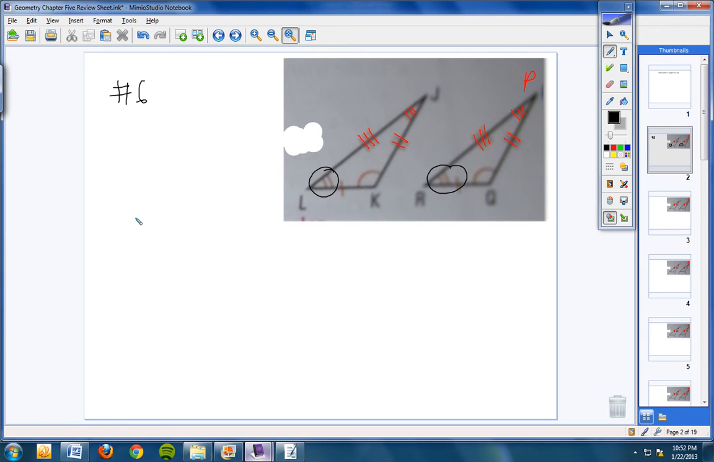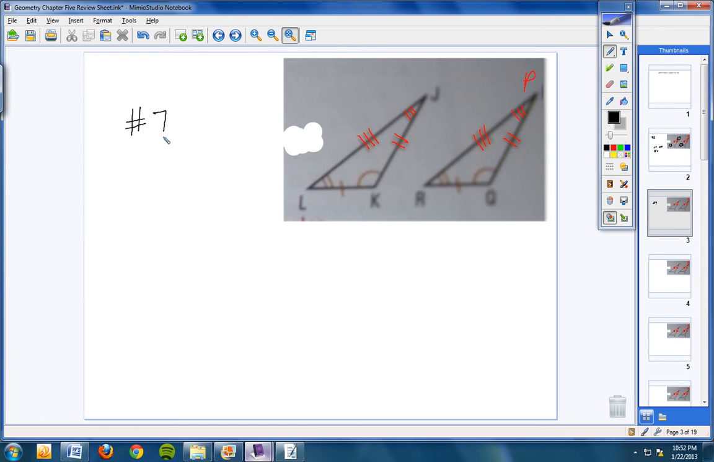Okay, let's try this again. Angle J and angle R. Alright, so angle J has 3 marks, angle R has 2 marks, so no, these two angles are not corresponding angles. Let's take a look at number 7.